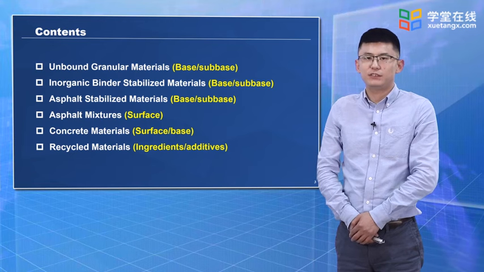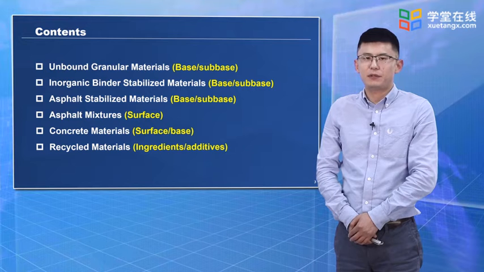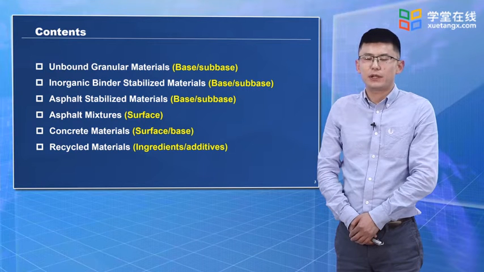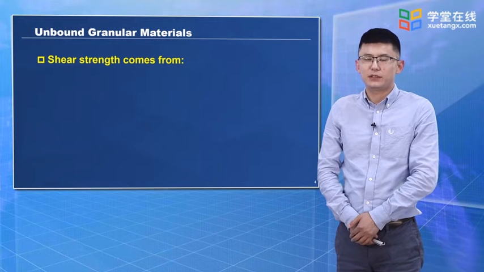The contents of this class: we are going to talk about the mechanical properties of the unbound granular materials, inorganic binder stabilized materials, asphalt stabilized materials, asphalt mixtures, concrete mixtures, and recycled materials. First, about the unbound granular materials.